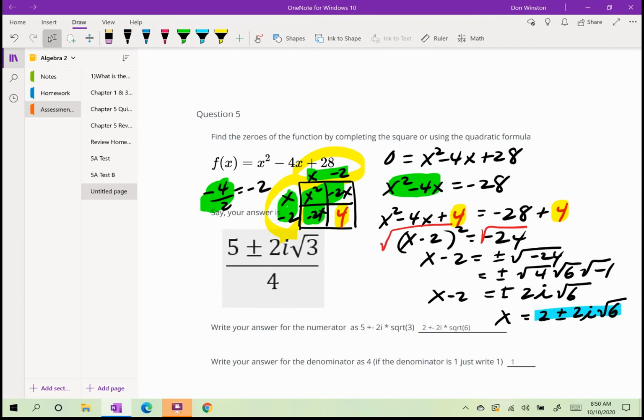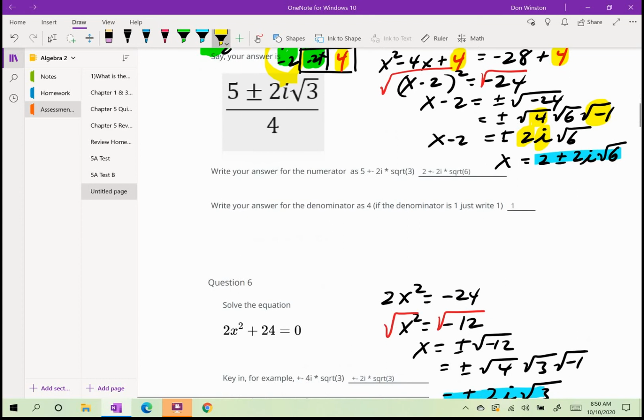You get x minus 2 equals plus or minus the square root of -24, and the largest perfect square factor for 24 is 4. 4 times 6 is 24, times the square root of -1. The square root of 4 is 2, and the square root of -1 is i. So we have plus or minus 2i root 6, and then we add 2 to both sides. Our final answer: 2 plus or minus 2i root 6.